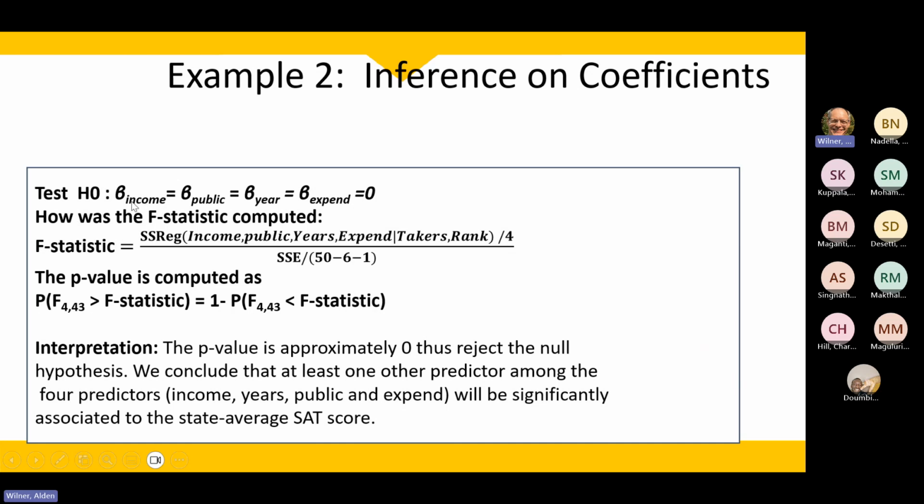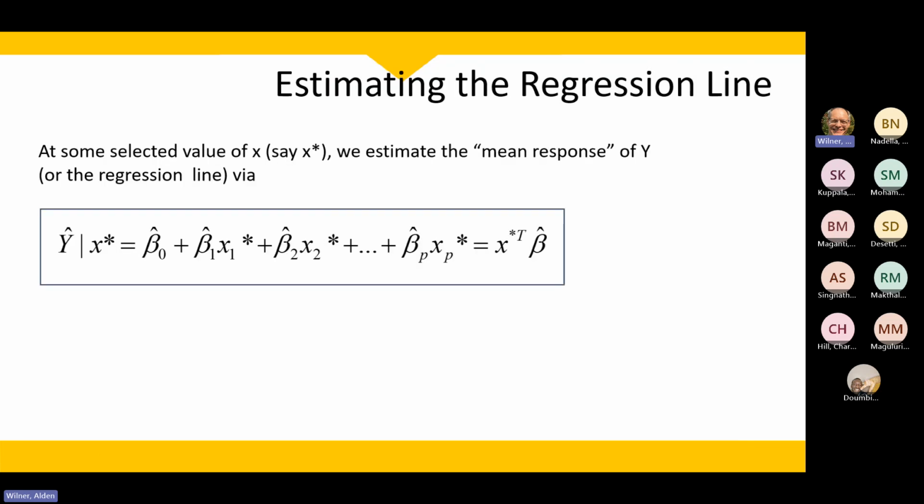In this case, we're testing the H0 being that income, public, years, and expenditures is equal to 0. Our F statistic, we came back with sum square regression of those 4 features given the 2 controlling features. We had 50 minus 6 minus 1 as our degrees of freedom on there. So F of 4 and 43 is going to be the F statistic we're going to compare it against. That'll give us a p-value. It's approximately 0. Thus, we reject the null hypothesis, and we say that at least one of those is going to be useful.